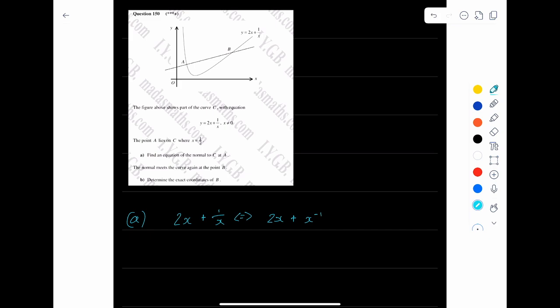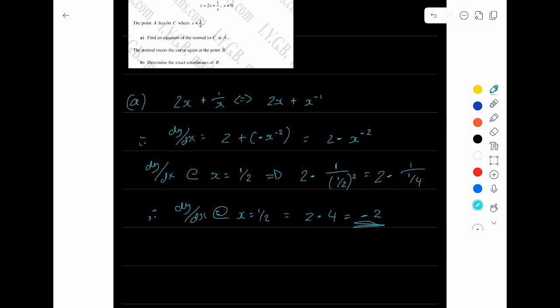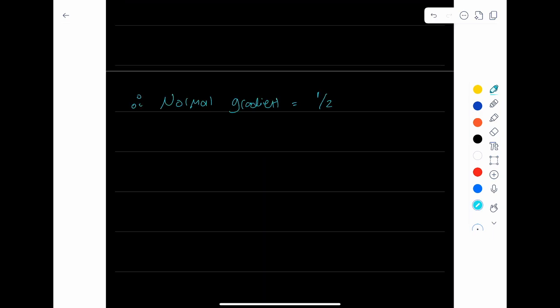Our y value is 2x plus x to the negative 1, which means therefore that our derivative is going to be 2 minus x to the power of negative 2 if we apply the derivative function. Now if we plug in x equals a half, we get dy by dx is equal to negative 2. Perfect. That's the tangent's gradient. But be careful, because that's not actually what we want. Remember, the normal flips it, so our gradient is going to be 1 over 2.